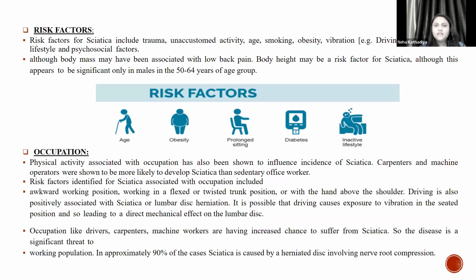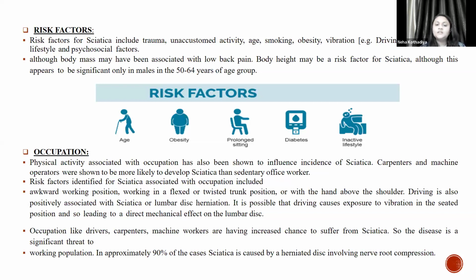Other factors include activity, age, smoking, obesity, and vibration, like long continuous driving for truck drivers or car drivers, and lifestyle disorders. Although body mass may be associated with low back pain, body height may be a risk for the development of sciatica in the 50 to 64 age group, significantly in males. Now, occupation may play an important role in the development of sciatica.